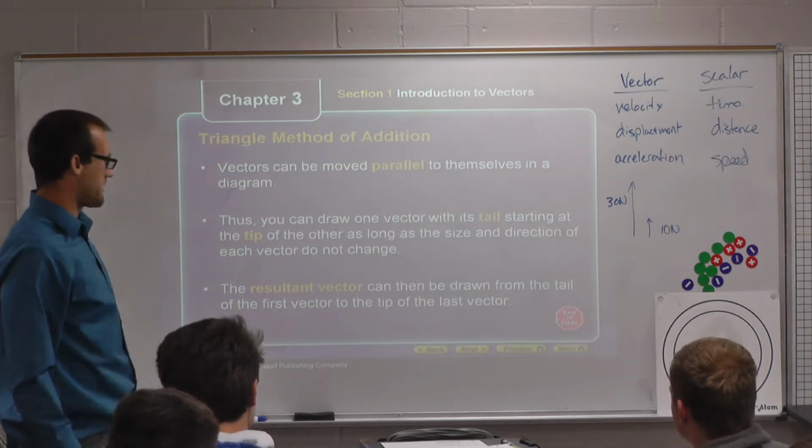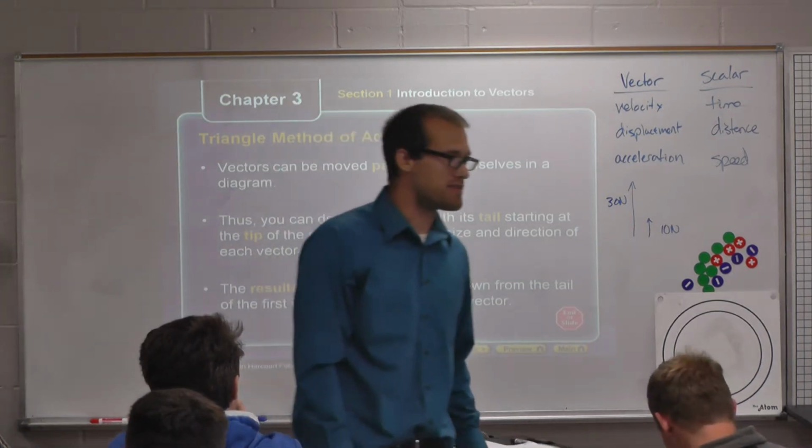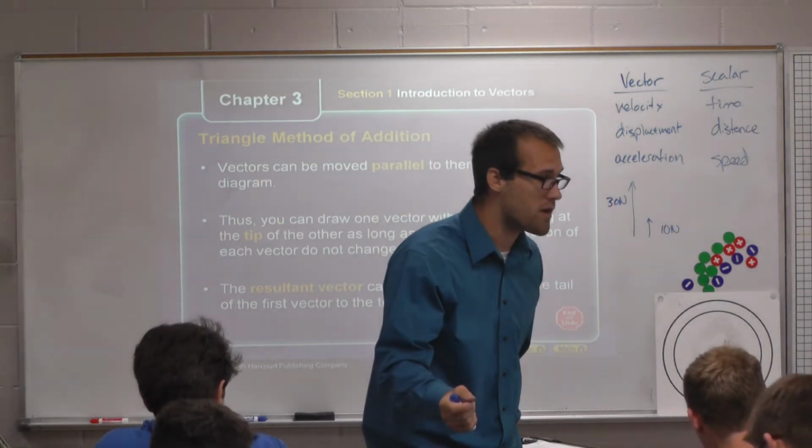The resultant vector. Okay, so the resultant vector would be the dashed line that I was showing you. It's the sum of your vectors. Make sense? Any questions so far?